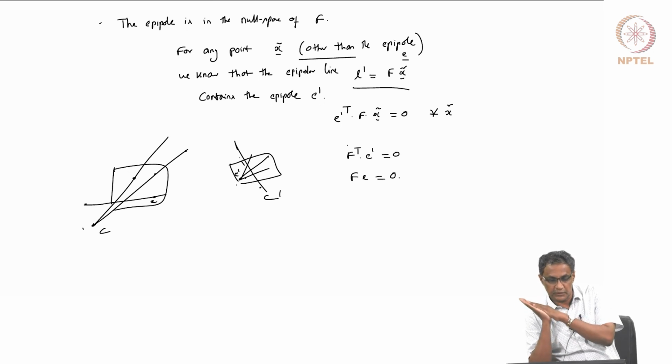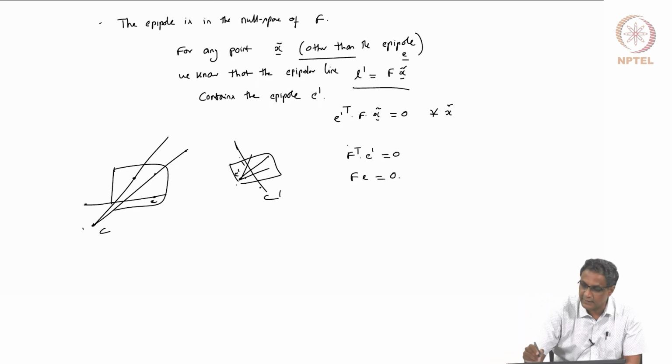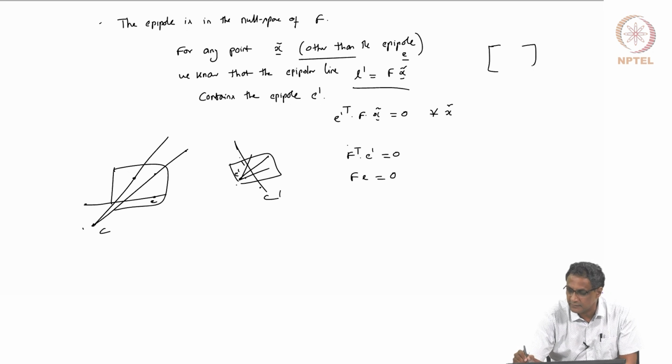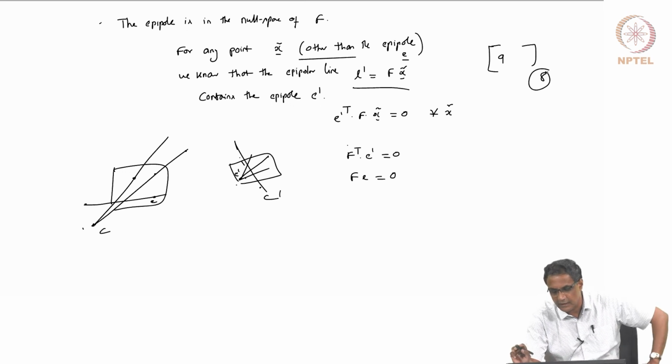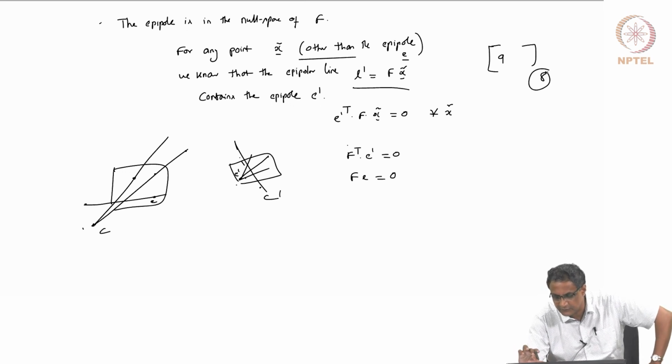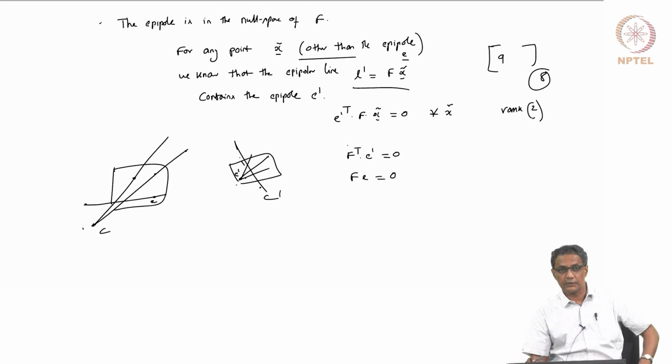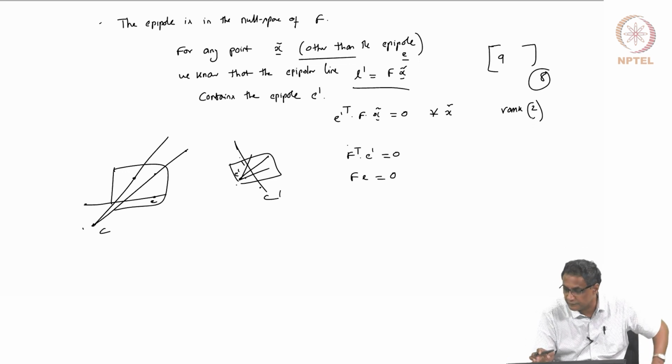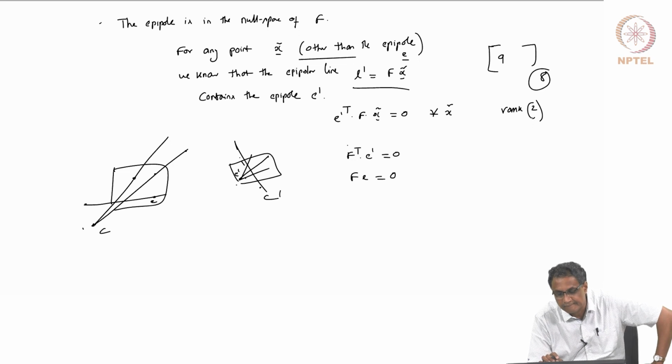So what this is now further saying is that your F, originally you had 3 cross 3, that means there were 9 unknowns. First of all, homogeneous representation, therefore only 8 unknowns, and because the epipole should be in the null space of F, it actually becomes rank 2 now, and because of which your unknowns actually reduce to 7, instead of 8, for F.